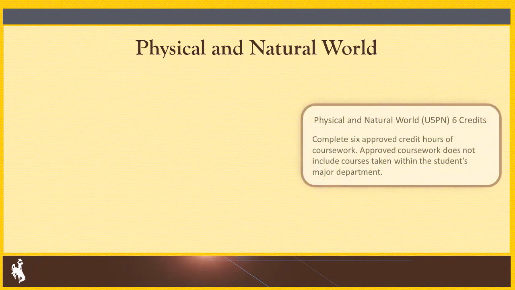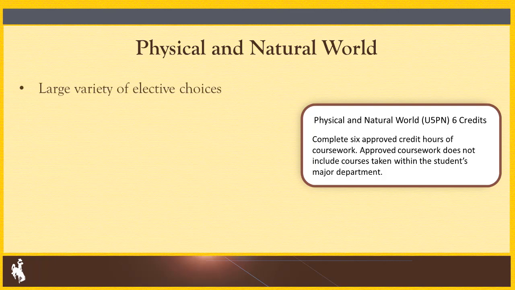Next is the physical and natural world, or the PN, and similar to the human culture that we just looked at, 6 credit hours are required. And again, it cannot be in the student's major department, so the same as the H credit. There's a very large variety of elective choices within this USP attribute. Many options are both 3 credit hour courses without a lab or 4 credit hour lab science courses.